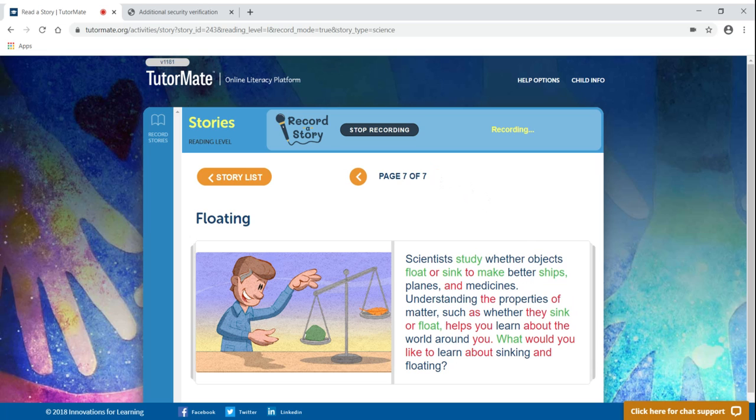Scientists study whether objects float or sink to make better ships, planes, and medicines. Understanding the properties of matter, such as whether they sink or float, helps you learn about the world around you. What would you like to learn about sinking and floating?